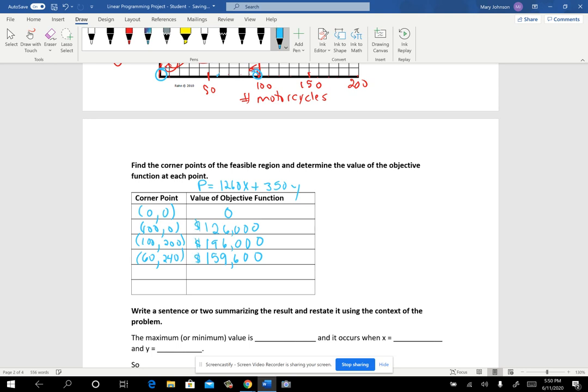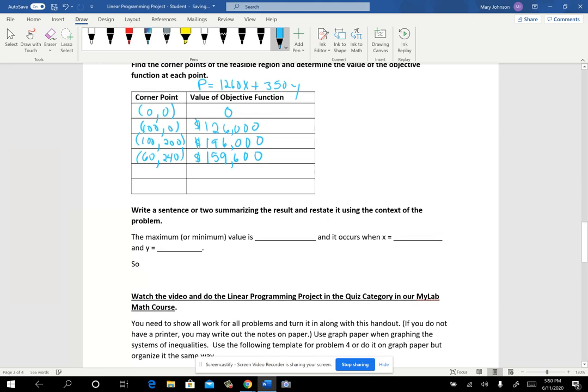All right. So now we look at it. And this was profit, so we want to maximize that. 196, that's the highest value. The maximum value is $196,000, and it occurs when x equals 100 and y equals 200.